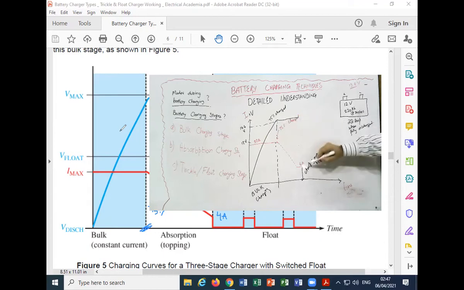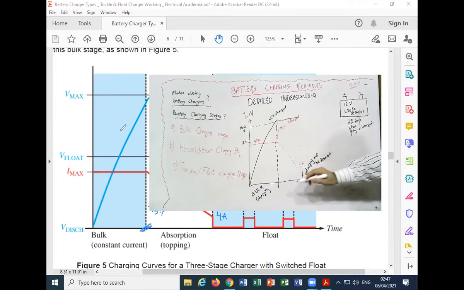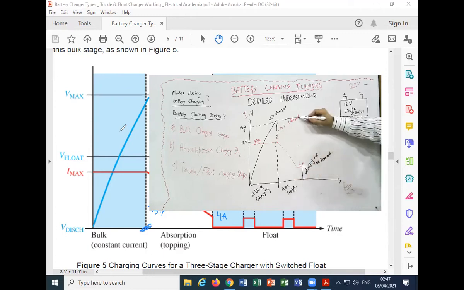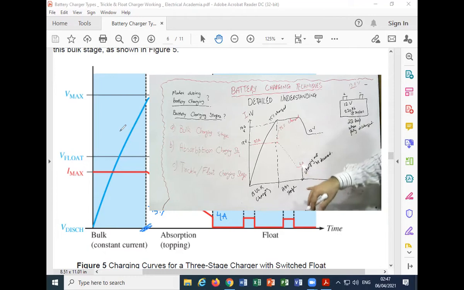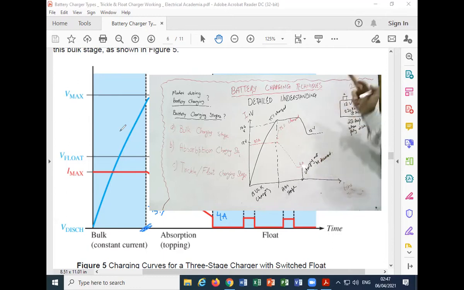As soon as you disconnect the charging, once the absorption stage is over, what happens? The battery voltage drops to 12 volts, which is the steady state condition. And now the charger has also disconnected. The battery charger should stop charging at this point. The battery will be safe.